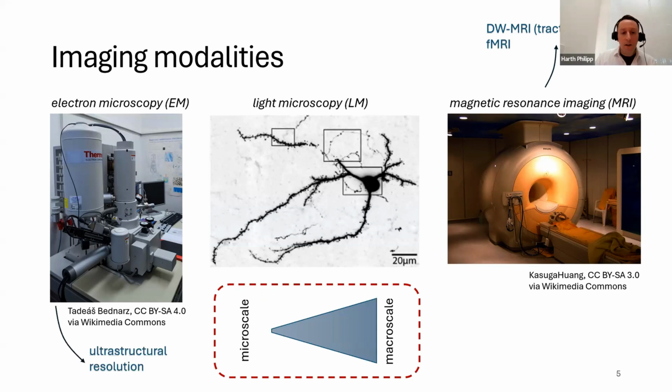All right. And this EM-based resolution is often also called ultrastructural resolution, because these scans are at resolutions of usually like 4 nanometers. So you really can see the structure and the shape of individual synapses with these imaging modalities.